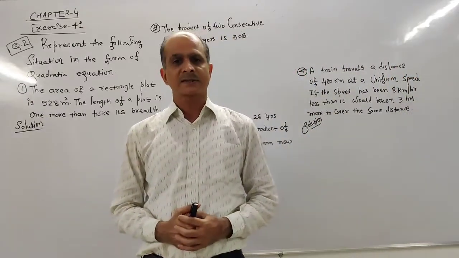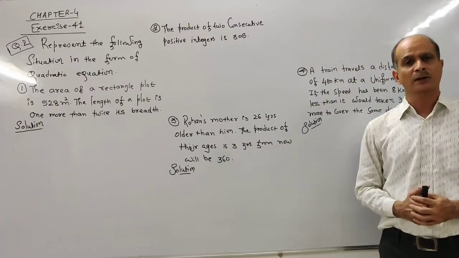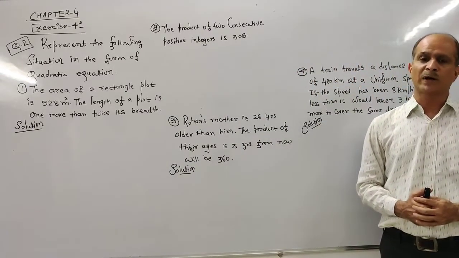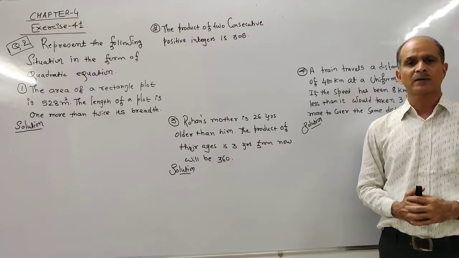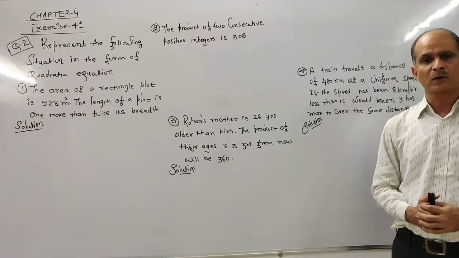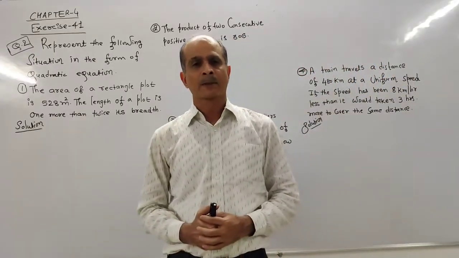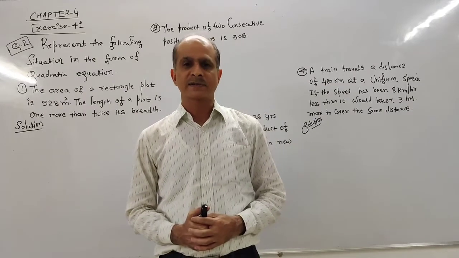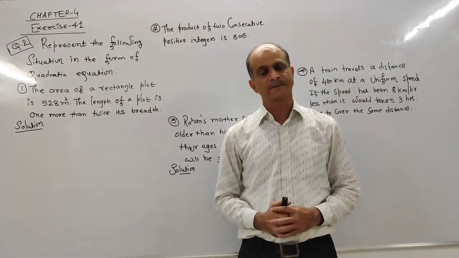Then we discussed the formula method. There are 4 main steps to solve a quadratic equation. The first step is to find a, b, c from the given quadratic equation. Then find the value of delta. Delta means discriminant. The formula of delta is b square minus 4ac.